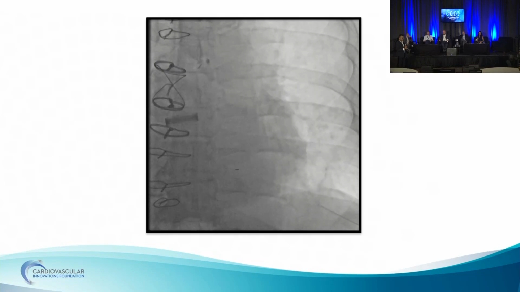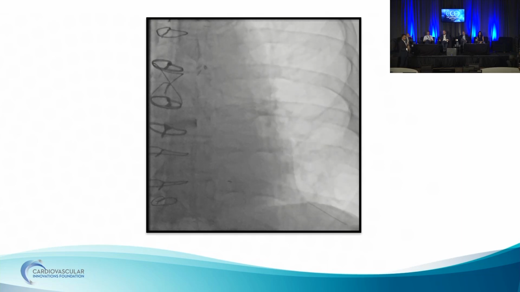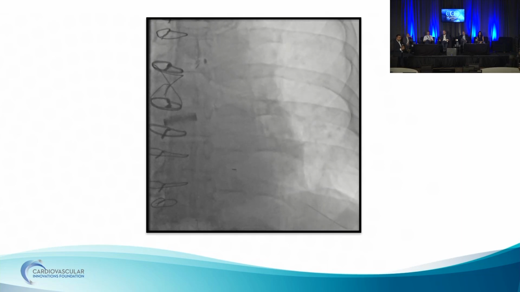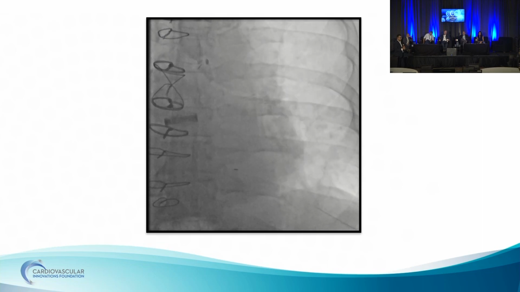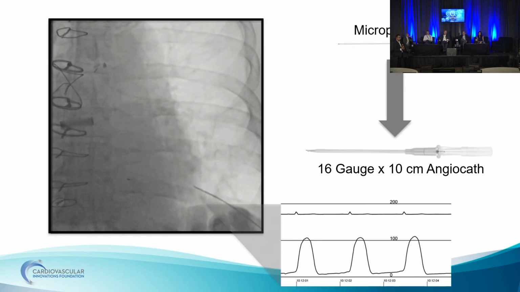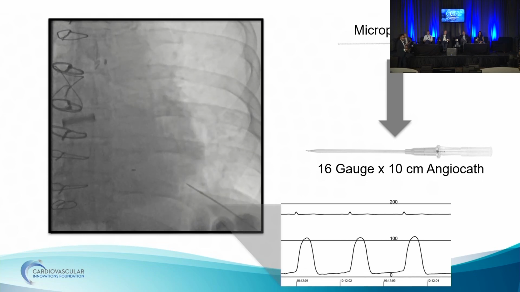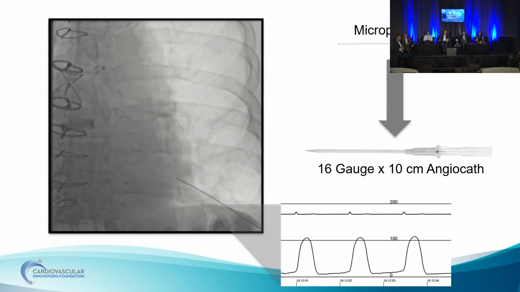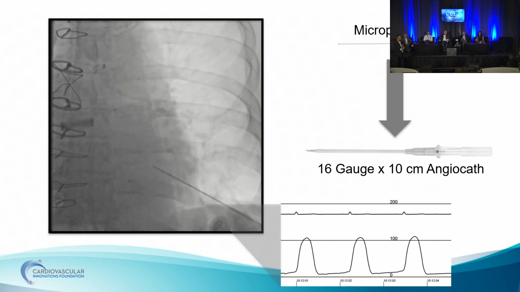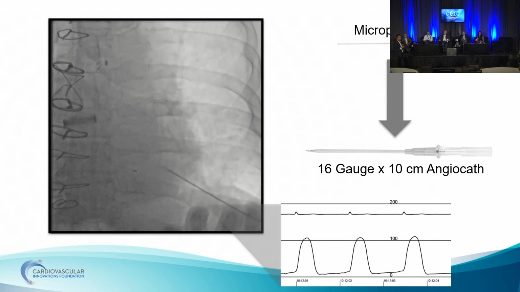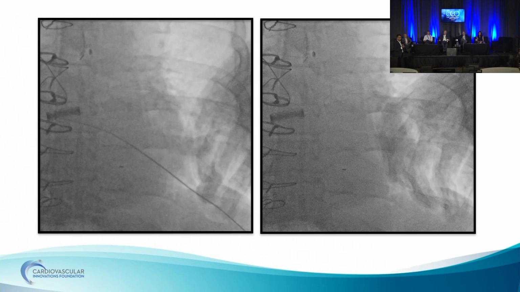So the first attempt at this was with a long micropuncture needle, but you could see that it wasn't quite reaching, or we weren't able to puncture the left ventricle. So they switched strategies to a 16 gauge angiocath, and you'll see here that they were able to access the left ventricle, and you can confirm that with your LV tracing on that bottom figure there. They were able to access into the left ventricle with their wire.